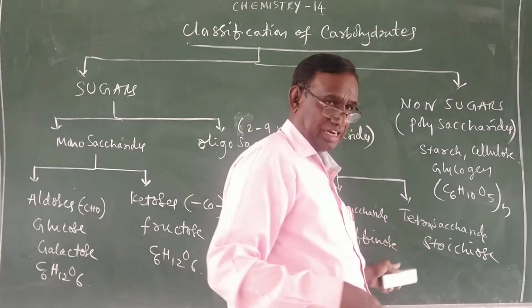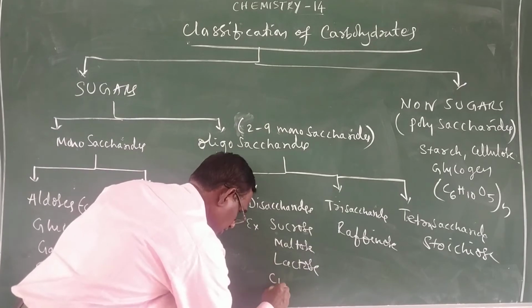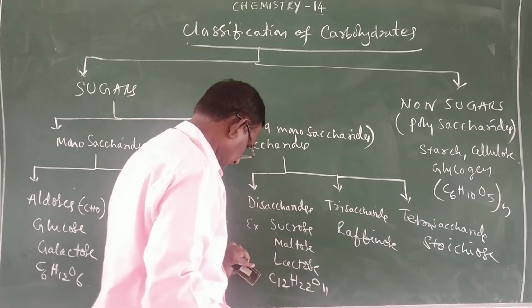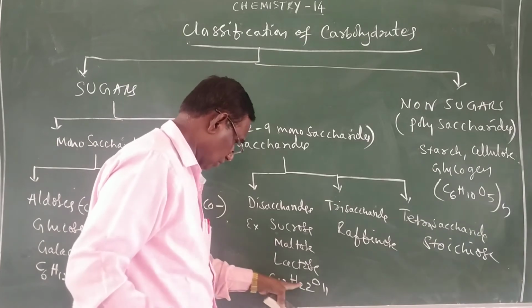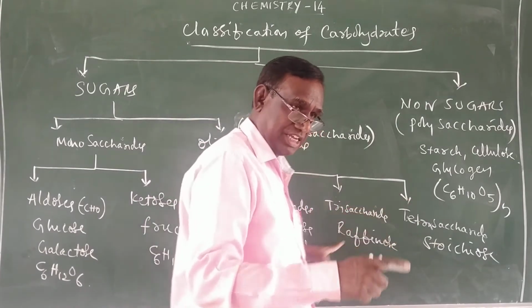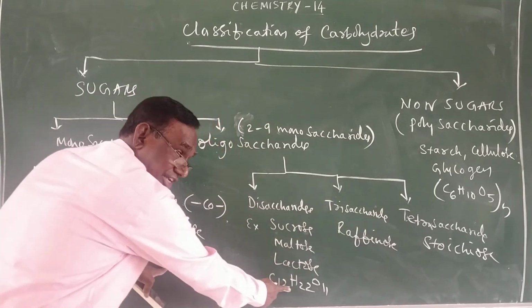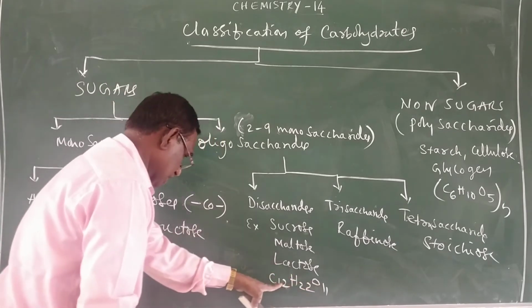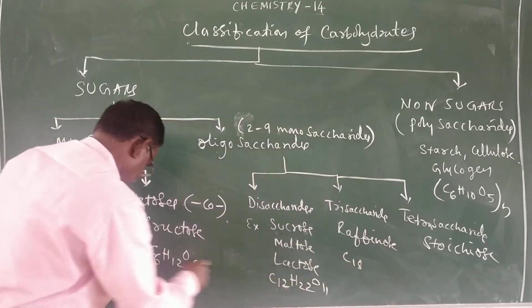For this we can write the examples also. Sucrose, maltose, lactose. The formula for these, we know, is C12H22O11. Raffinose is a trisaccharide. Disaccharide is C12H22O11. How do you get the formula for trisaccharide? Monosaccharide plus disaccharide. So disaccharide is C12H22O11. C12 plus C6 is C18.